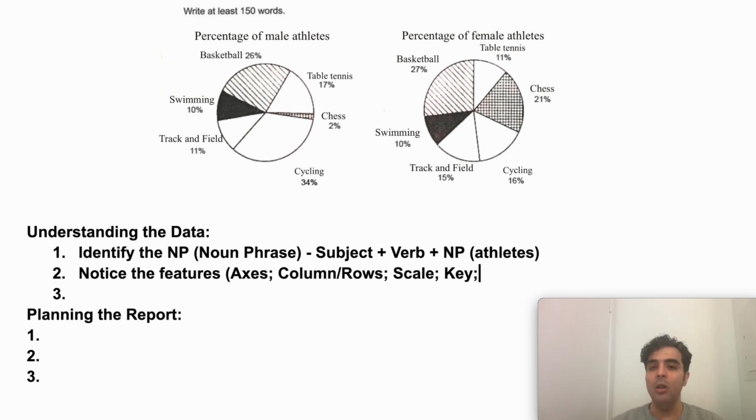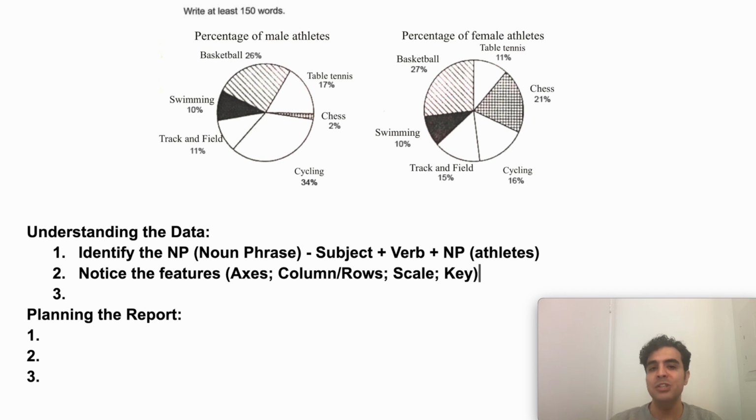We've looked at columns and rows, which is something that you need to be mindful of when you're dealing with a table. We have looked at scales, which could really appear in any kind of chart. And we've also looked at the key, which is any type of descriptive guide information that the chart has provided to us.